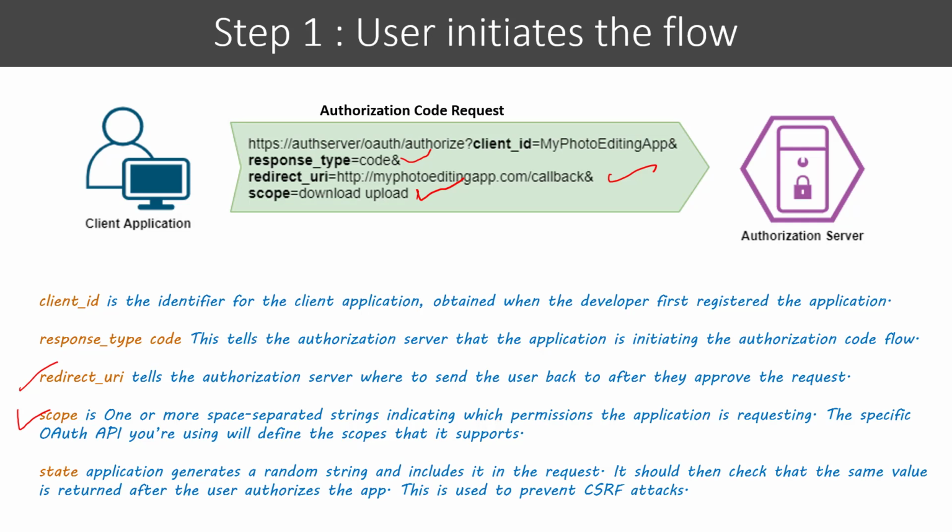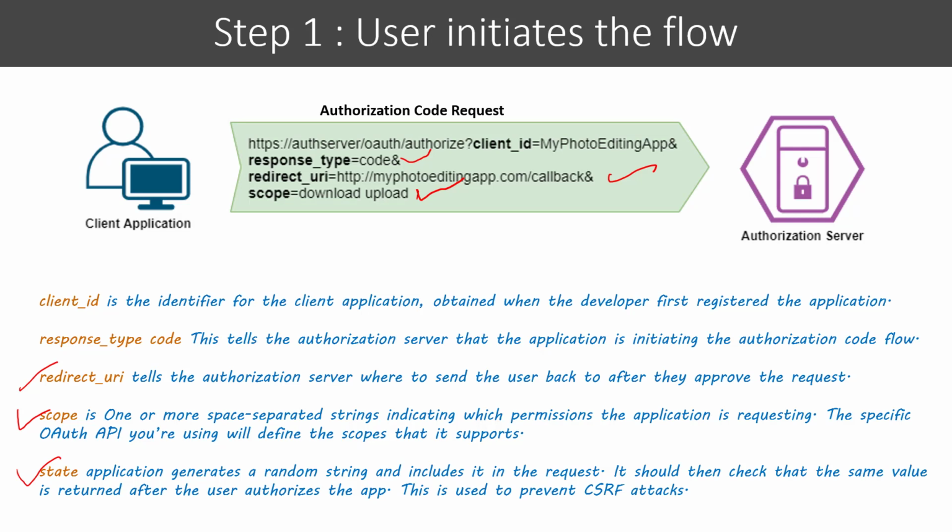Next parameter is state. Though we are not showing it over here, this is an optional parameter we can set. The application generates a random string and includes it in the request. It should then check that the same value is returned after the user authorizes the app. This is used to prevent CSRF attacks. So we have covered all the parameters now.